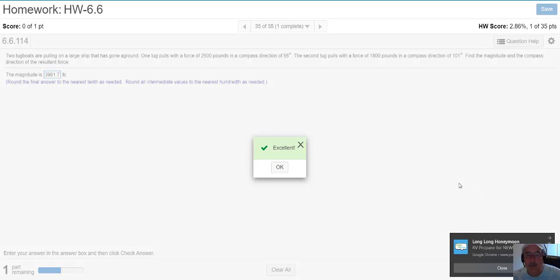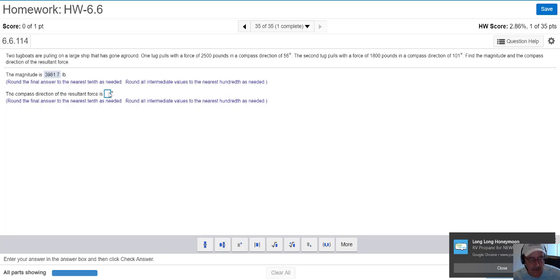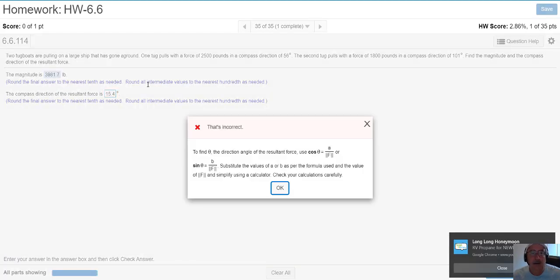All right, I put the first one in, good, 3981.7, and it says the resultant force is, now it wants the final answer rounded to the nearest tenth as well. So instead of 15.36, I think we'll put 15.4 degrees in there. Uh-oh. Let me check that again. I'm going to have to go back. Sometimes that happens. Don't lose faith.